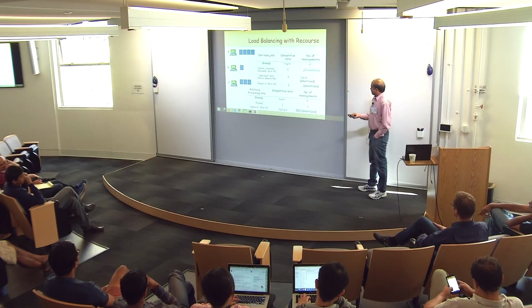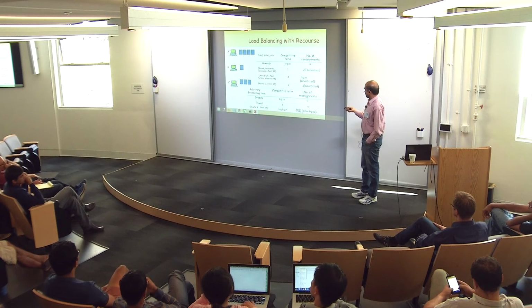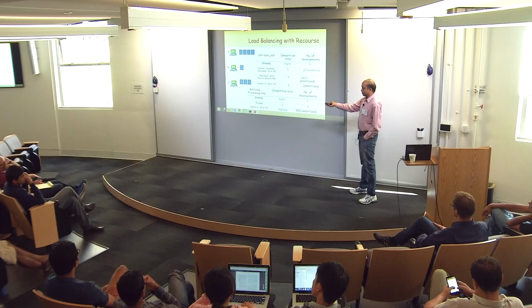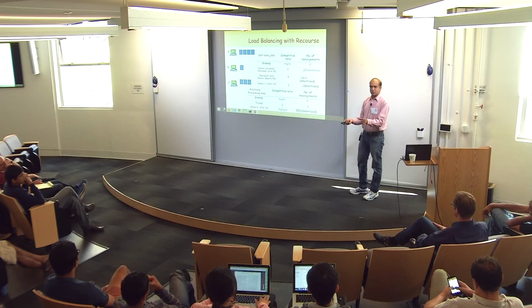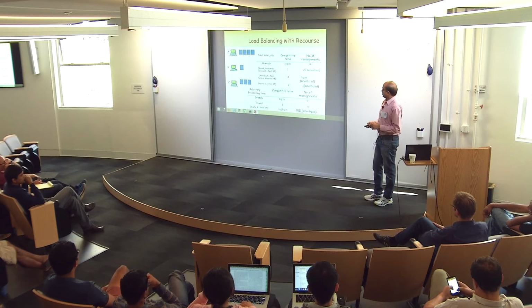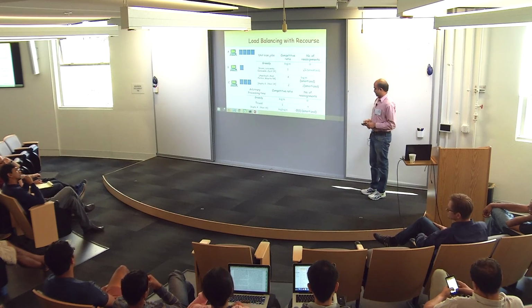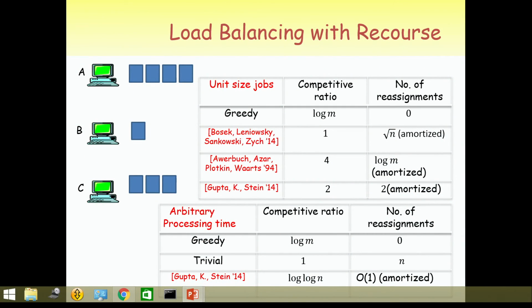Right. You can extend this problem to the case of general processing times, and there we get a log n competitive algorithm. So you can again ask the same question. Jobs have sizes instead of just being unit size jobs, and we can get a log n competitive algorithm with a constant number of reassignments.